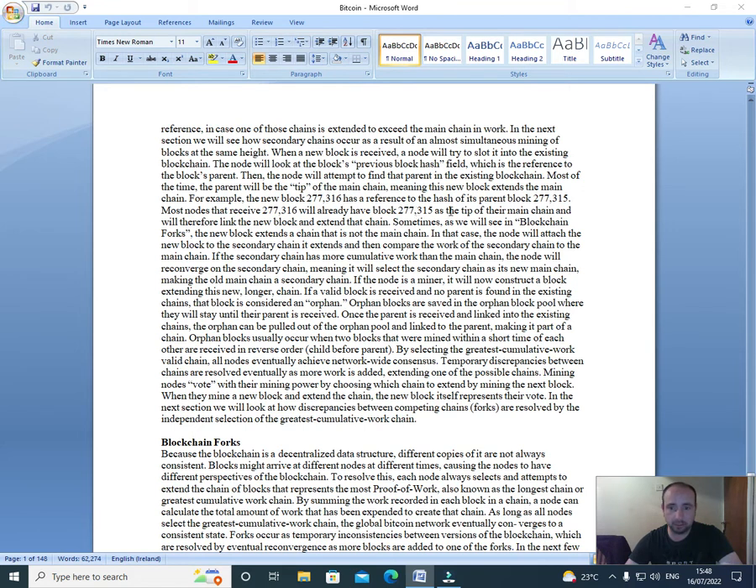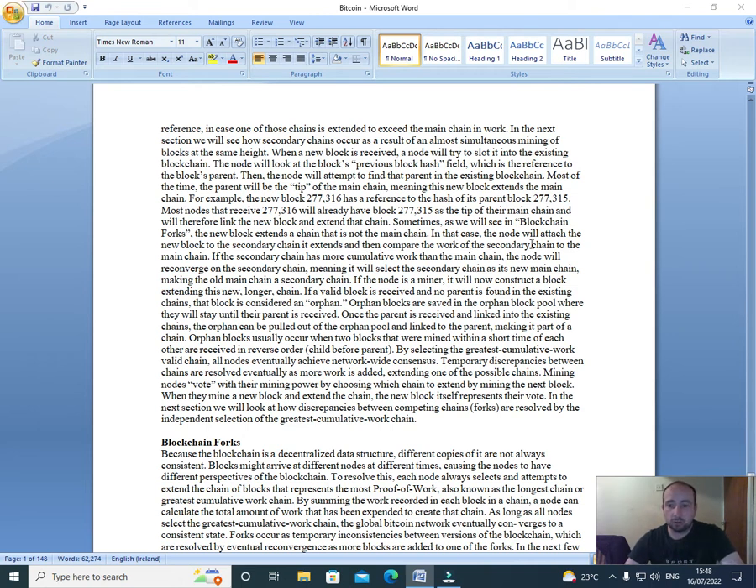For example, the new block 277316 has a reference to the hash of its parent block 277315. Most nodes that receive 277316 will already have a block 277315 at the tip of their main chain and will therefore link the new block and extend the chain. Sometimes, as we will see in blockchain forks, the new block extends a chain that is not the main chain.